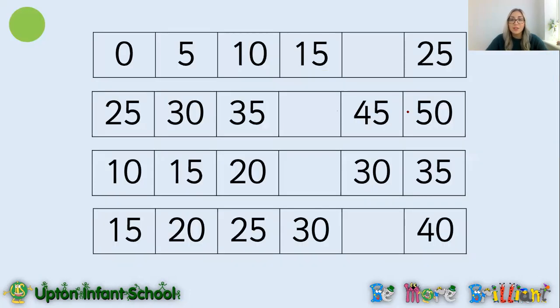Okay. So green challenge, you have got some missing boxes to have a go at. So we've got 0, 5, 10, 15, something, 25, 30, 35, something, 45, 50, 10, 15, 20, something, 30, 35. And then the last one, 15, 20, 25, 30, blank, and then 40. Okay, so have a go, pause the video here at filling in those blanks.